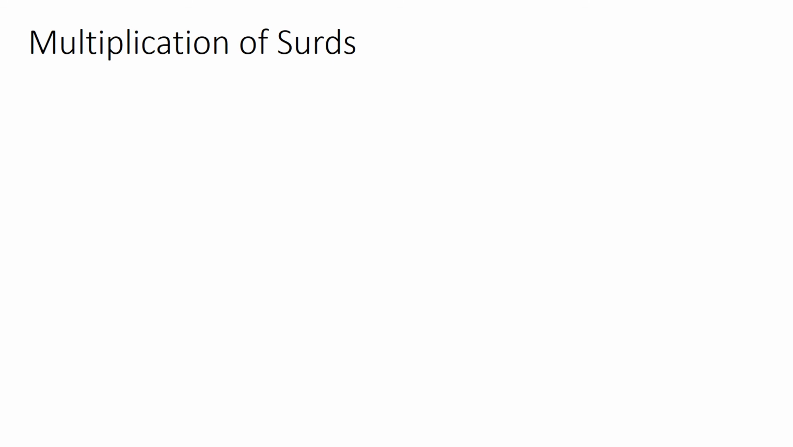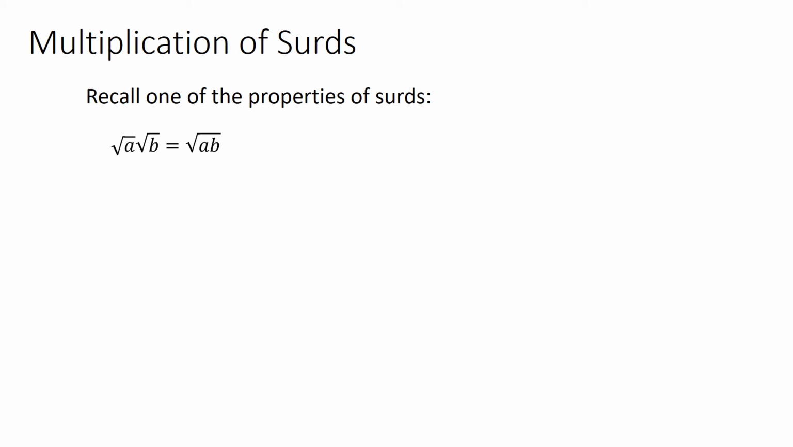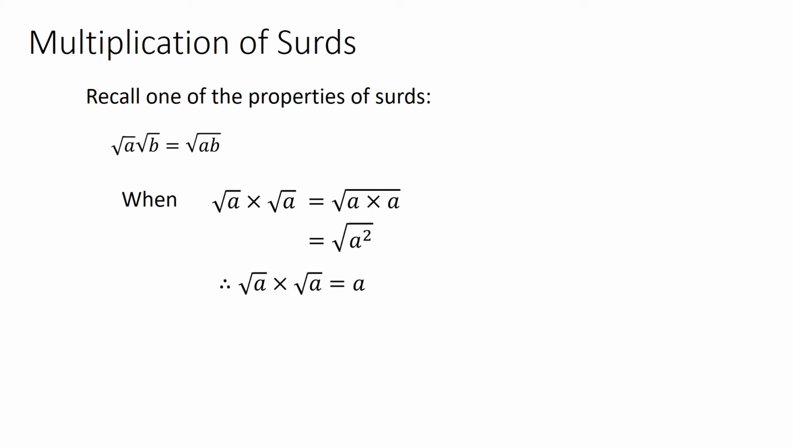Let's talk about multiplication of surds. Recall that one of the properties of surds is surd A times surd B equals surd A times B. When surd A times surd A equals surd A times A, we'll get surd A squared. Therefore, surd A times surd A will be equal to A.